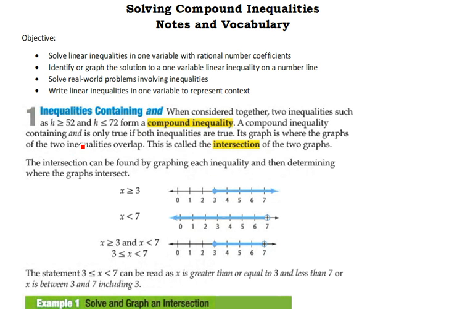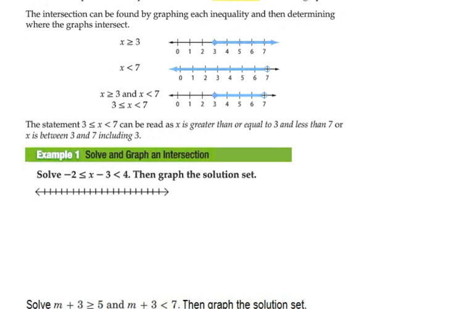A compound inequality containing "and" is only true if both inequalities are true. Its graph is where the graphs of the two inequalities overlap, and this is called the intersection. They do a really good job of explaining this here: when we have x is greater than or equal to 3, it could be all of these values. X is less than 7 could be all of these values. But when we put them together and put that "and" in the middle, it has to satisfy both situations, that it has to be greater than or equal to 3 and less than 7. So these are the only numbers that will satisfy both of those inequalities.